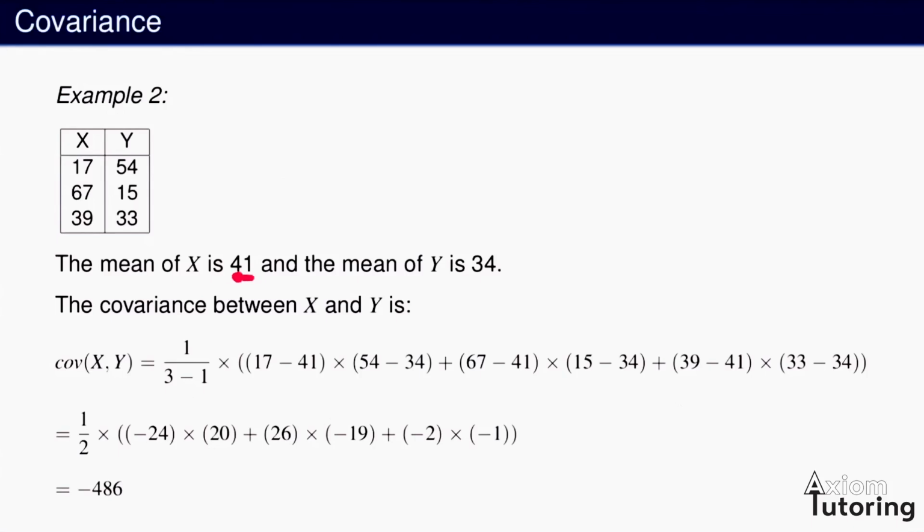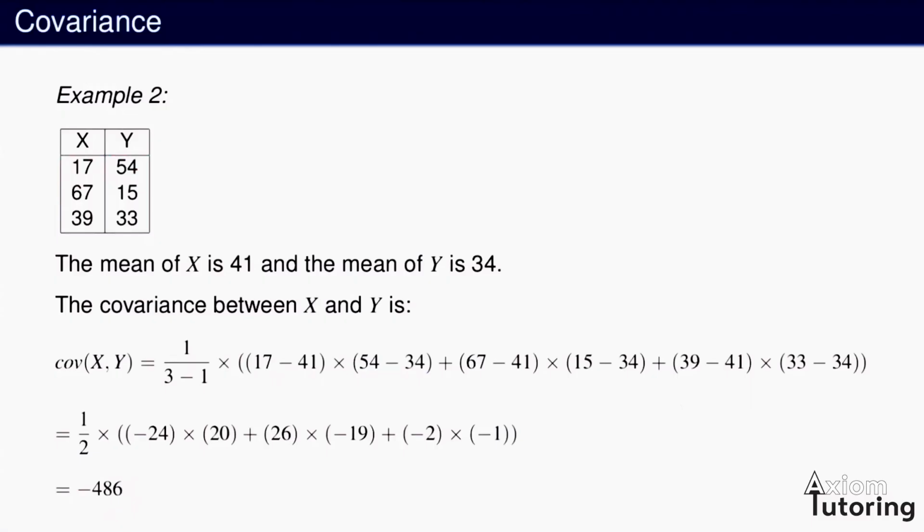So the sample mean of x is 41, and the sample mean of y is 34. So we calculate the covariance exactly as before. So remember, it's 1 over the sample size minus 1, where the sample size is 3. We take the first observation, look at the value for x, which is 17, minus the sample mean of x, times the value of y for the first observation, 54, minus the sample mean of y, which is 34. Okay, and we do that for all observations. And here, what we obtain is a negative number.